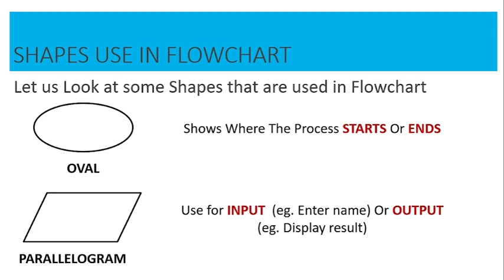An example of input is to say enter your name, where we are taking input from the user. Output is where the program displays a result to the user for the user to be able to see. And also you see the same parallelogram shape indicating that particular process.